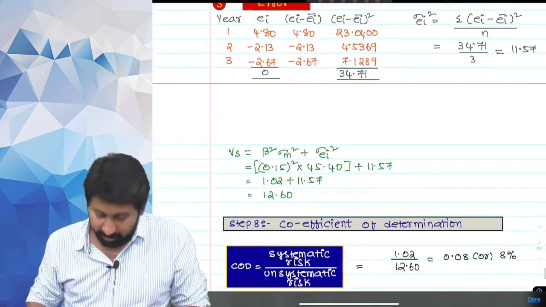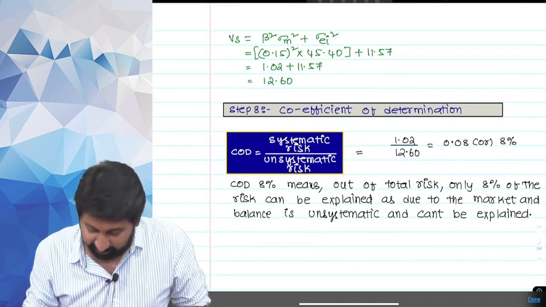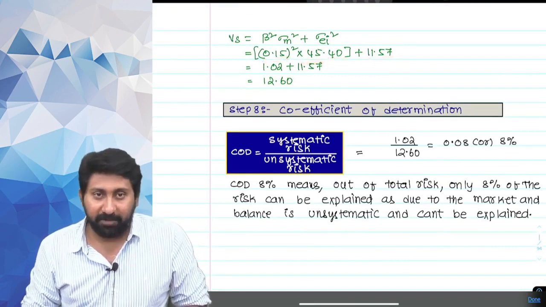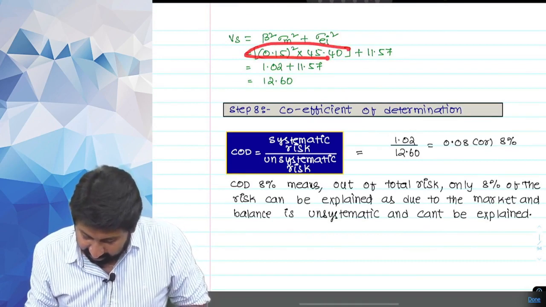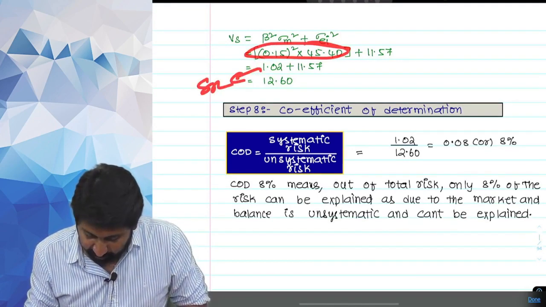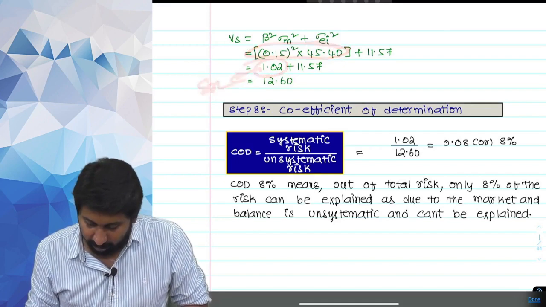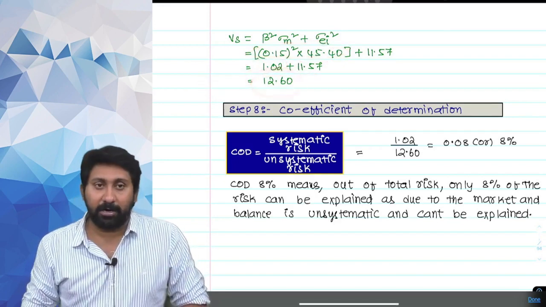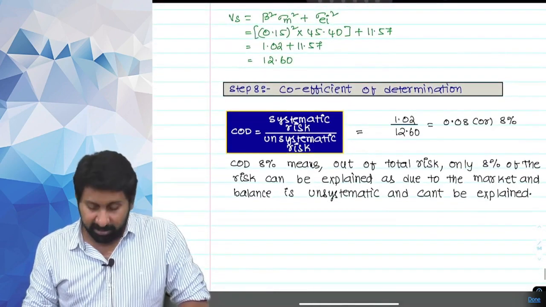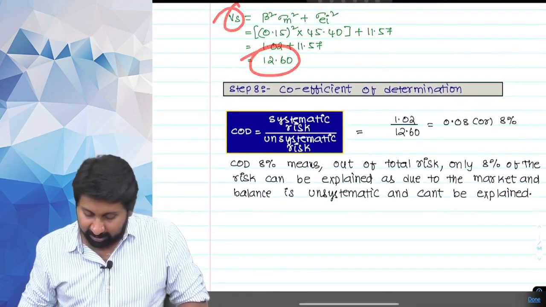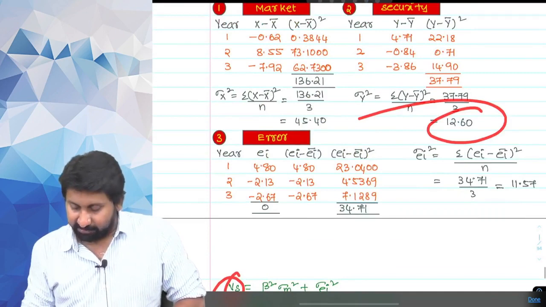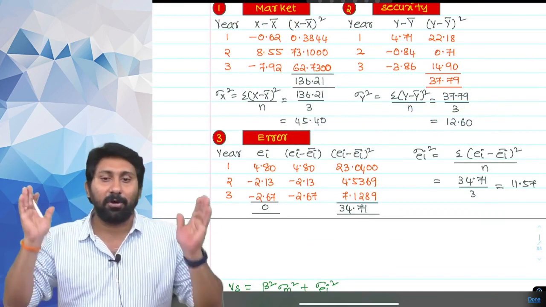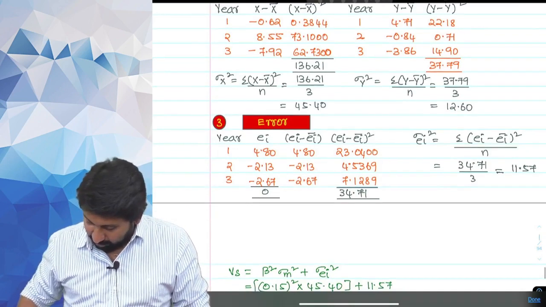Okay, now. So the variance of the security: beta square, 0.15 square, sigma M square, 45.80, plus 11.57. So how much has this portion come to? This is the systematic risk portion, 1.02. How much is this portion? 11.57. So the total is how much, sir? 12.60. So 12.60 is the variance of the security, exactly matching the 12.60 here. Over. This is all about Sharpe's single index model.